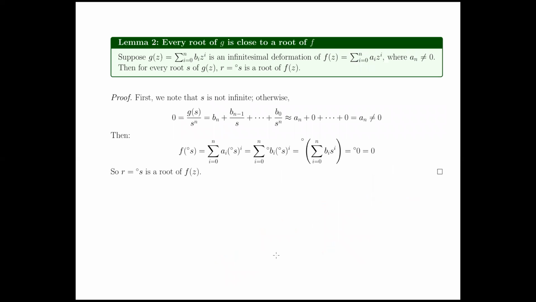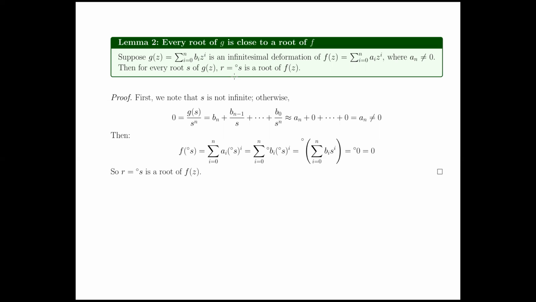Now the first really useful lemma, and you remember this if you were here last week, a key fact was that if g was close enough to f, then for every root of f, you could find a root of g that was close to it. This is kind of the same lemma, only backwards. Instead of saying that given a root of f you can find a nearby root of g, this says given a root of g, you can find a nearby root of f. And so if g is an infinitesimal deformation of f, and you've got a root of g, then its standard part is a root of f.